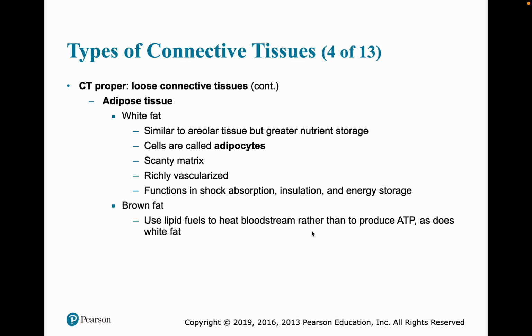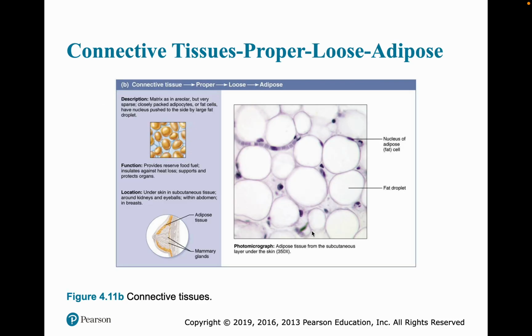Brown fat is going to use lipid fuels to heat the bloodstream rather than produce ATP. White fat is used to make ATP in the oxidative phosphorylation process. And fat tissue and adipose tissue are synonymous.